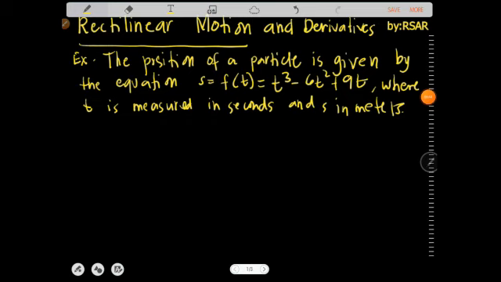So, another example, the position of a particle is given by the equation s equals f of t, and that is equals to t cubed minus 6t squared plus 9t, where t is measured in seconds and s in meters. So, itong equations na to, that is in terms of seconds and meters. First question, find the velocity at time t.